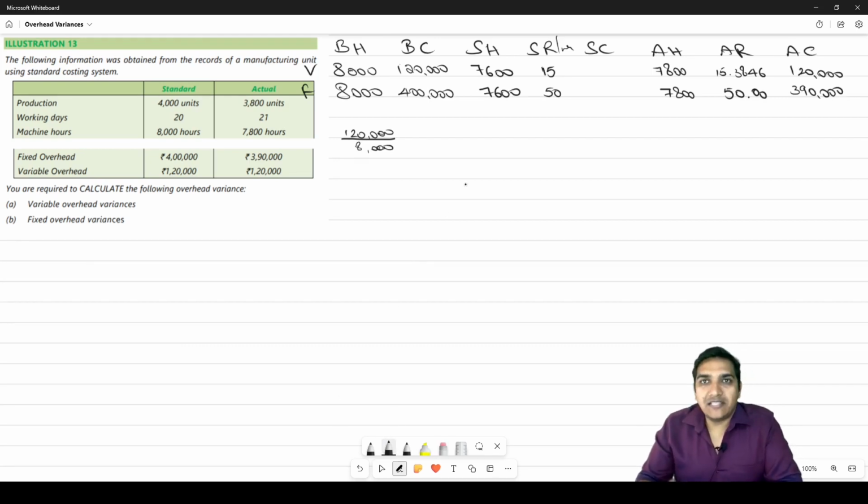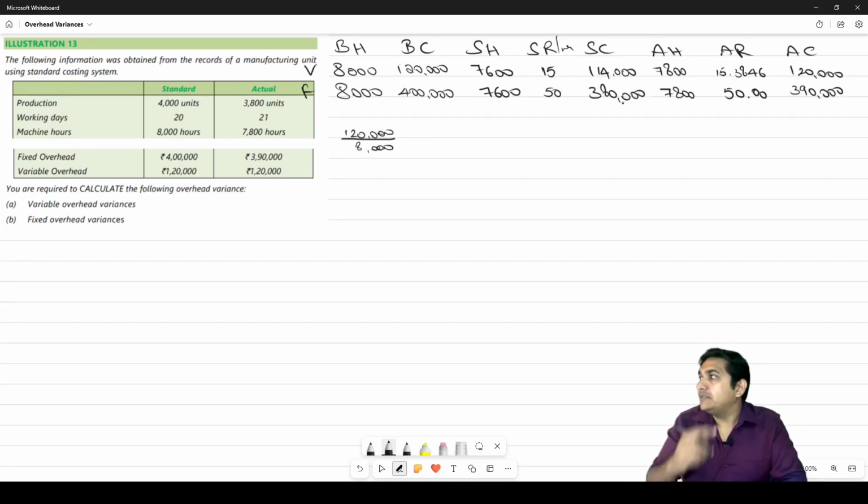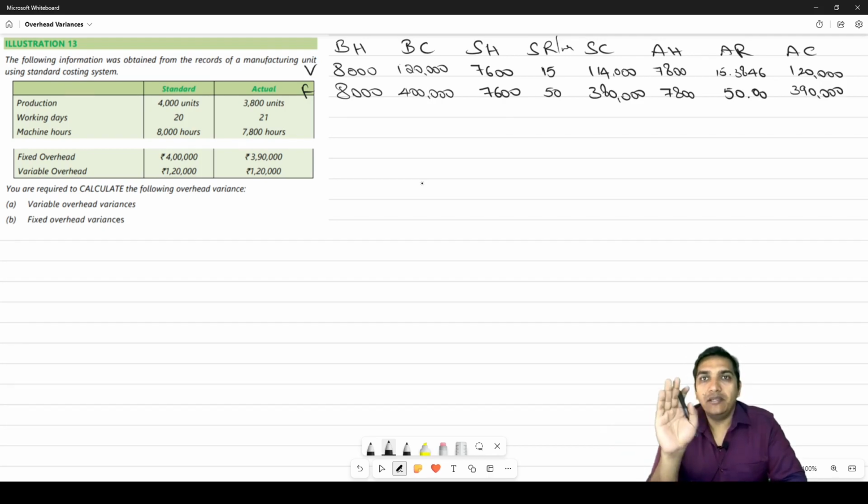Next, now we have our standard hours, we have our standard rate. So let us calculate our standard cost. 7,600 into 15, 1,14,000, and 7,600 into 50, 3,80,000. Now we have captured all the information which is required for our calculation. So now let us jump into the problem solving.